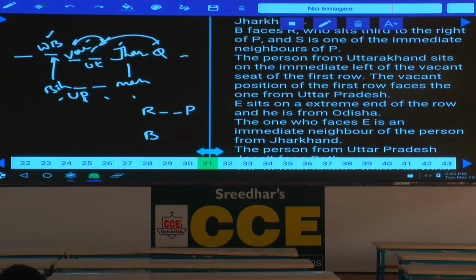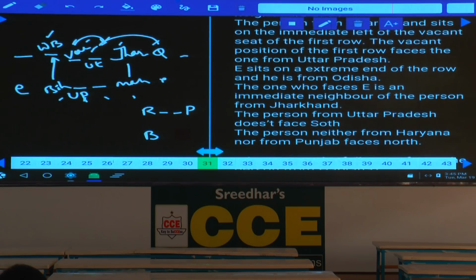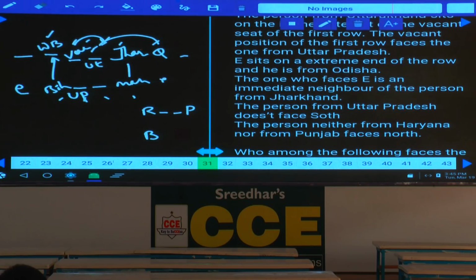The next one. E sits on one of the extreme ends of the row and he is from Odisha. E is at an extreme end of the row, so E can be here or here, isn't it? And this person is from Odisha. And the one who faces E is an immediate neighbor of the person from Jharkhand, hence E must be at this place. And this E is at an extreme end. Are you following this one or not?